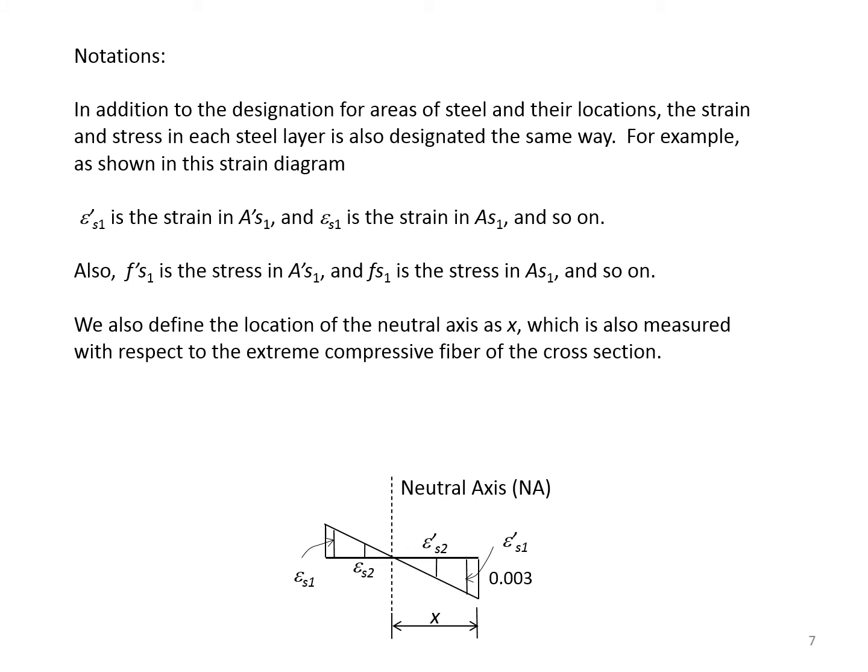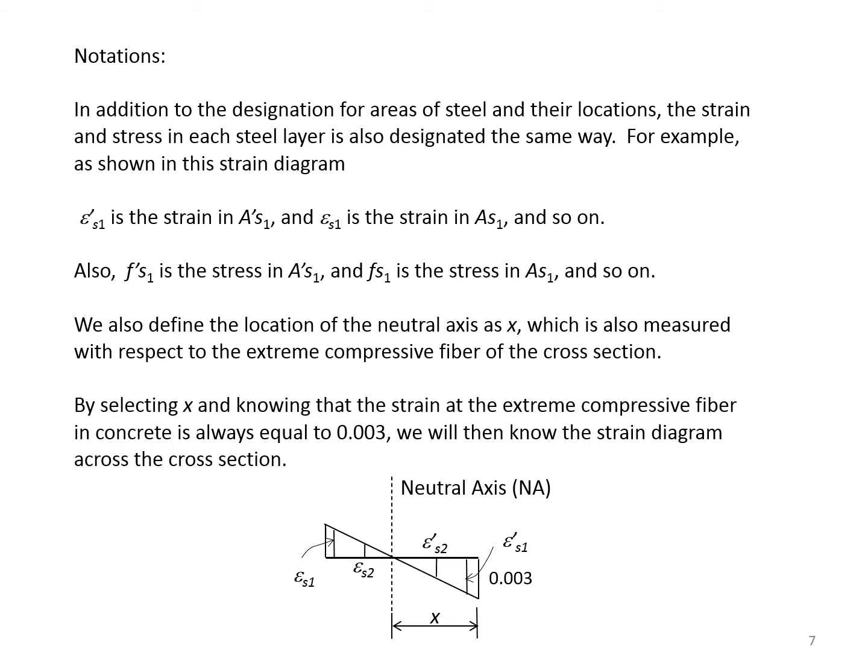We also define the location of the neutral axis as x, which is also measured with respect to the extreme compressive fiber of the cross-section. By selecting x and knowing that the strain at the extreme compressive fiber in concrete is always equal to 0.003, we will then know the strain diagram across the cross-section.